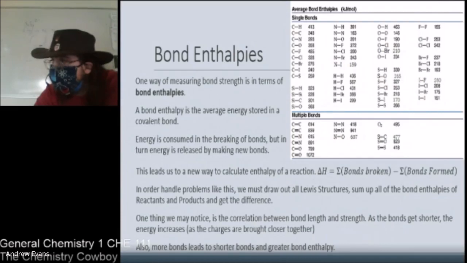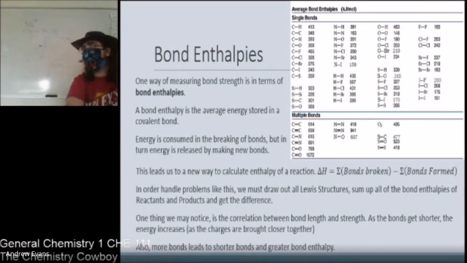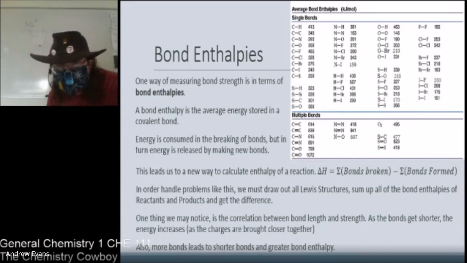I just, out of habit, want to include this in this chapter because this looks at Lewis structures, and I want to do this while it's fresh on Lewis structures. So one way of calculating the energy of a reaction would be to look at the strength of all the bonds. And so the bond enthalpy is the energy produced to break and make the bonds.